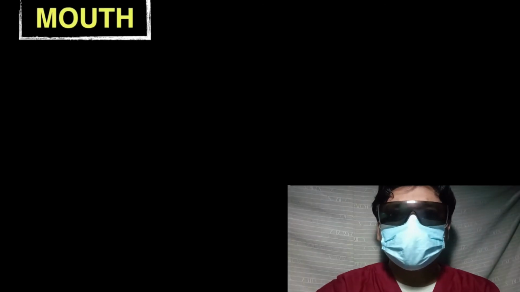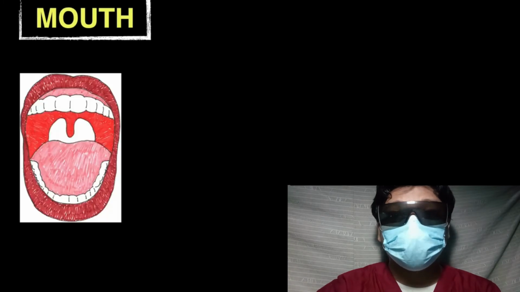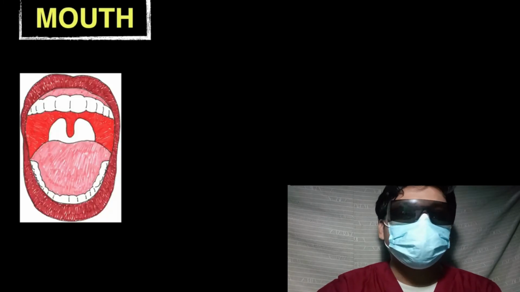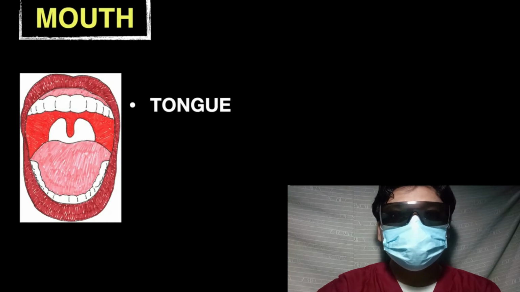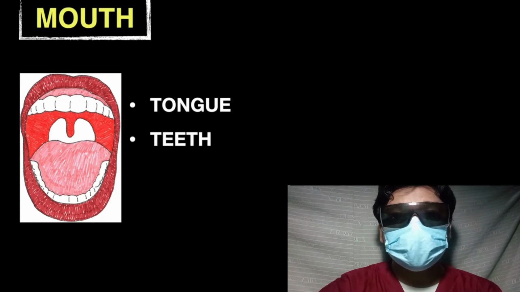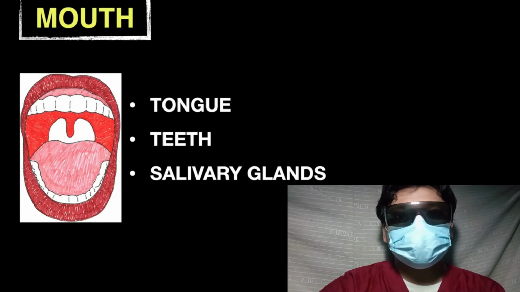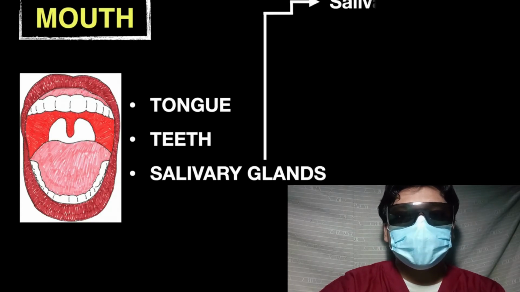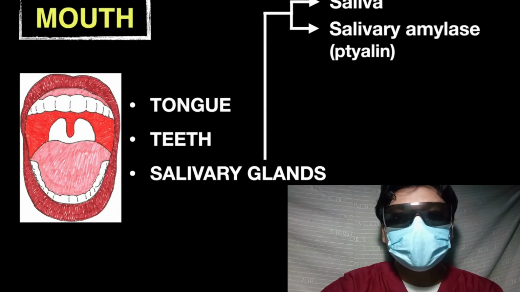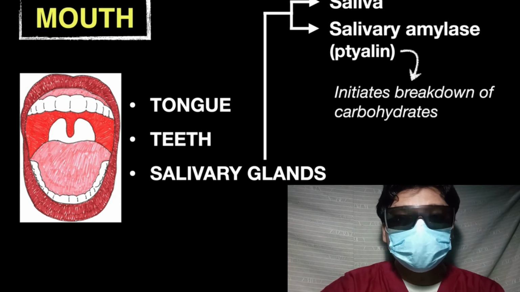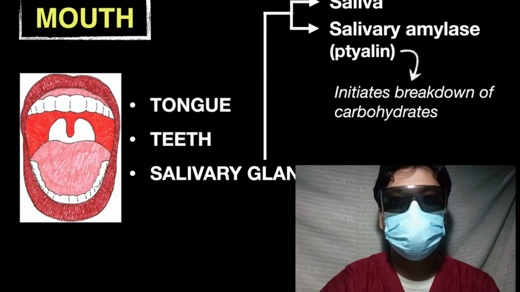The first part of the GI tract is the mouth or oral cavity. In it, you have a tongue, which is a solid muscle that helps in the chewing and moving of food in the mouth. Also, you have 32 permanent teeth in adults. There are also salivary glands in the mouth that produce saliva and a digestive enzyme called salivary amylase or ptyalin. This salivary amylase initiates the breakdown of carbohydrates in the mouth.